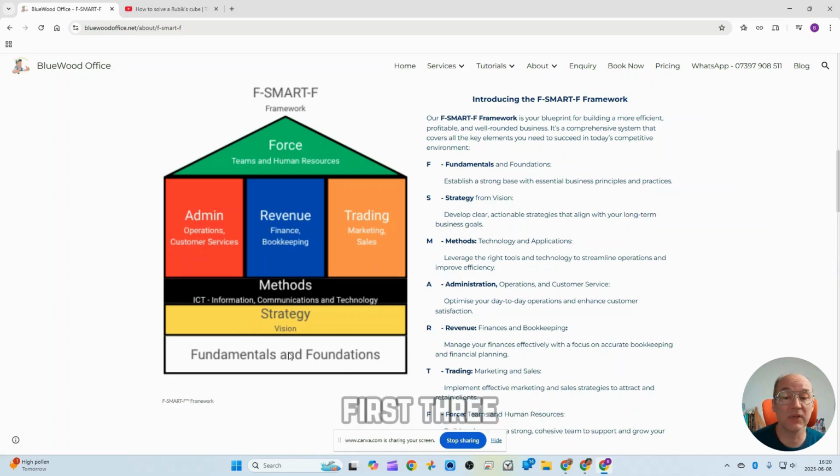Methods. So these first three, your foundations, your strategy, and your methods, is a little different. I'll explain that in a moment. But the first two are kind of theory-based. They're in your mind, or you've done it. You've already done your trade. And then you've got to plan your strategy.